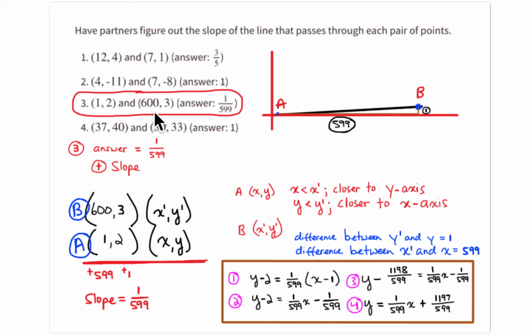If you plug in 600 for x, you get y equals 3. Because now you're going to end up adding another 600 over 599ths. I'm not going to go through that. You might go through that on your own. See if you can get y equal to 3 if you replace x with the value of 600.